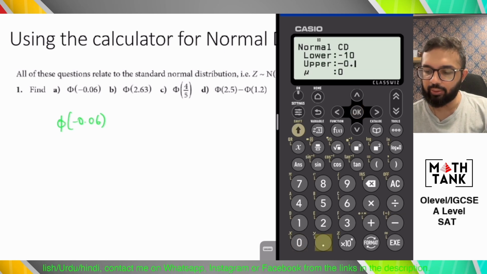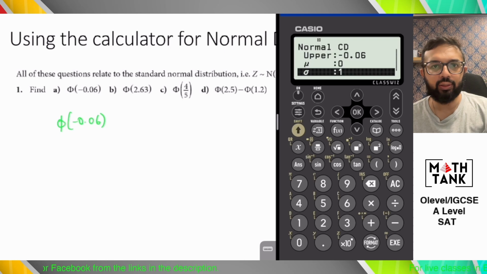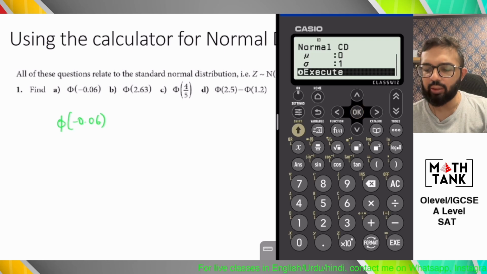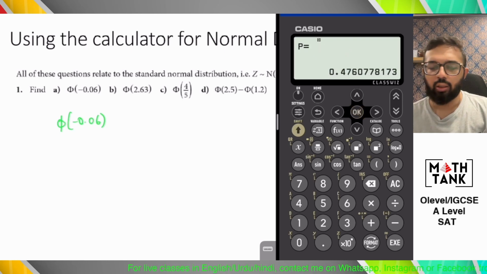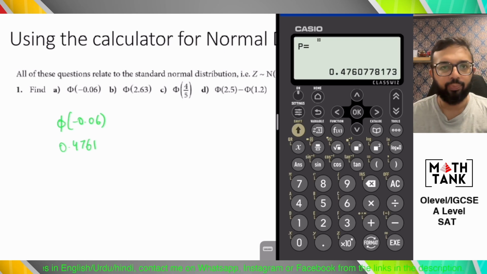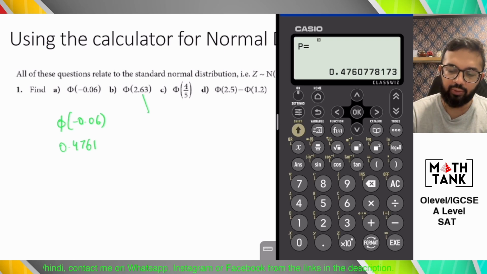So let's say you want to calculate the value of minus 0.06. We let the last two remain as they are. Mu is 0 and sigma is 1, and you execute. So that gives you 0.4761. I could do this for any other value as well.